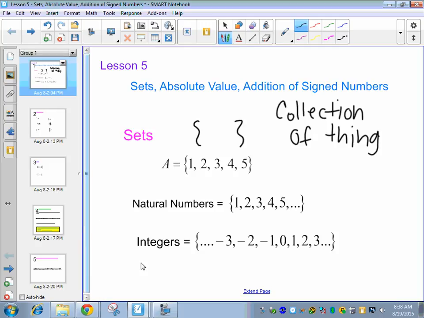Same with the integers. The integers include the negatives and they include 0. So we put a ... before and a ... after just to show that they're going forever in both directions.